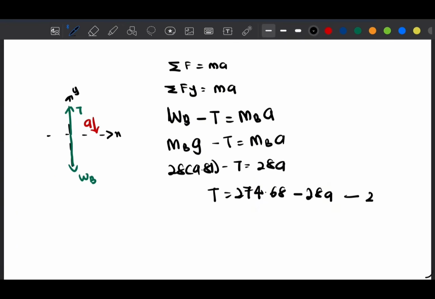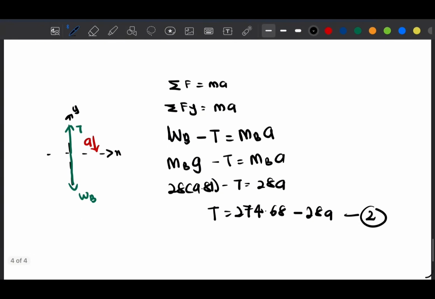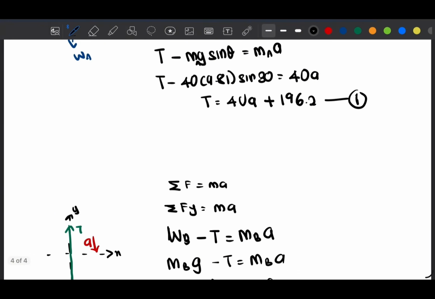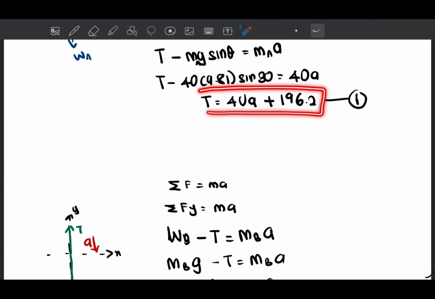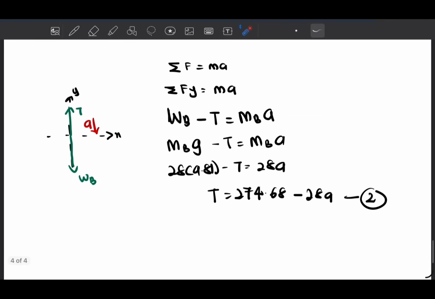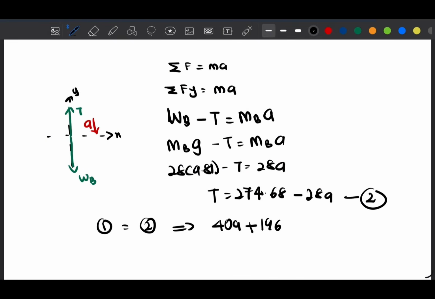So this is my second acceleration equation. Previously I had an equation with T equals 40A plus 196.2, and my second equation, also T, equals 274.68 minus 28A. Therefore, I'm going to equate my first equation with the second. I will end up with 40A plus 196.2 equals the second equation, which is 274.68 minus 28A.